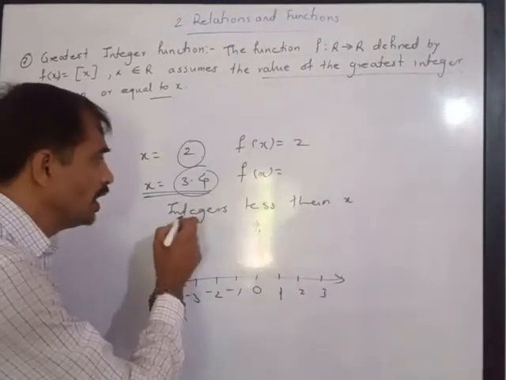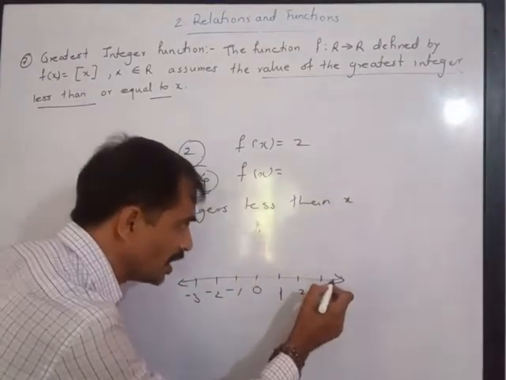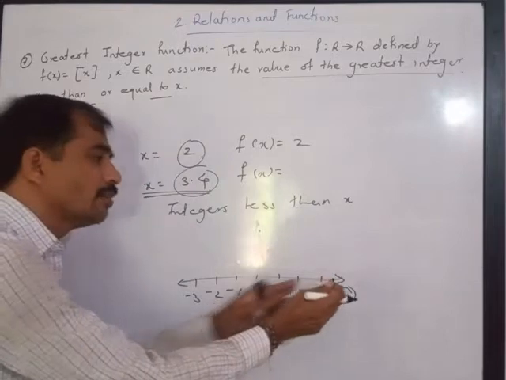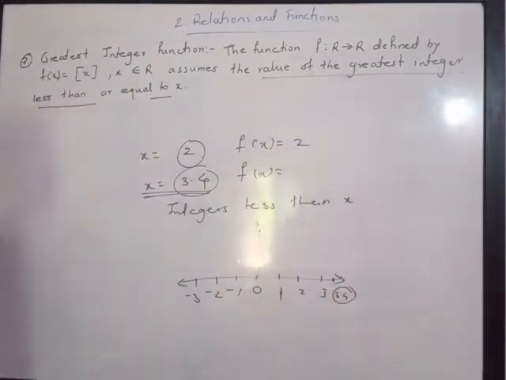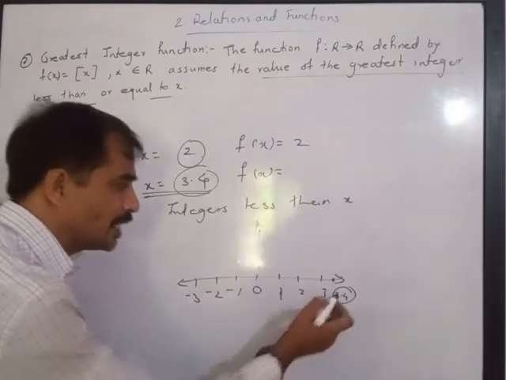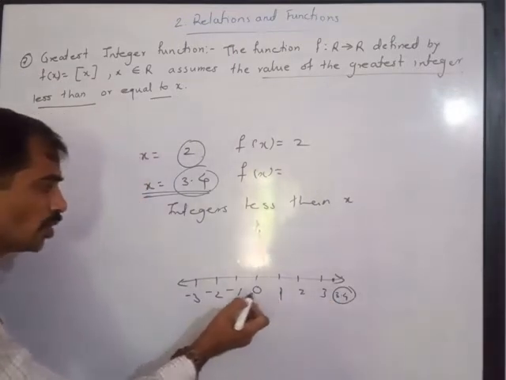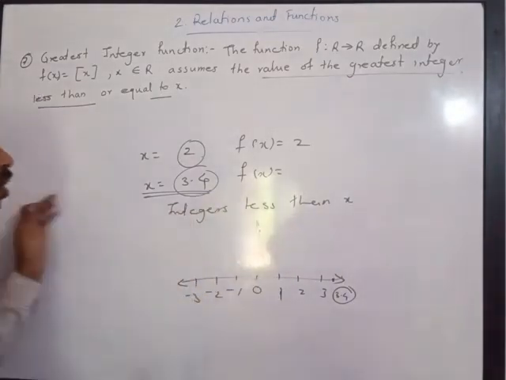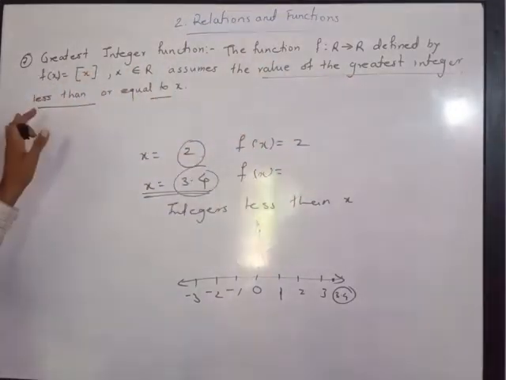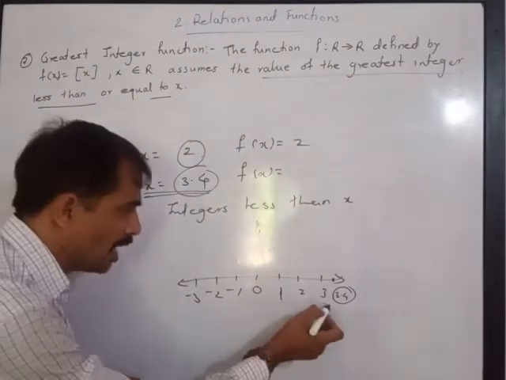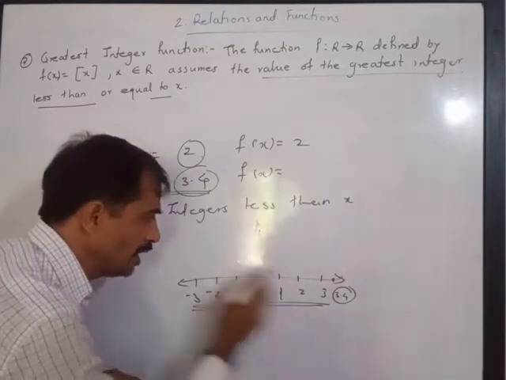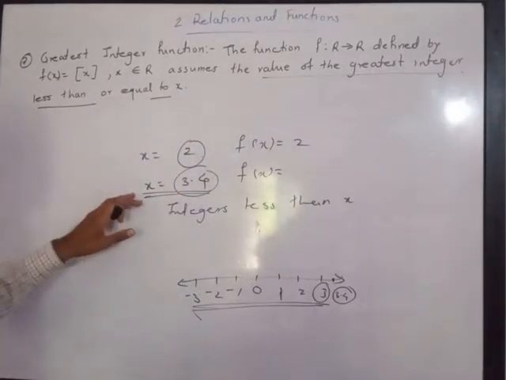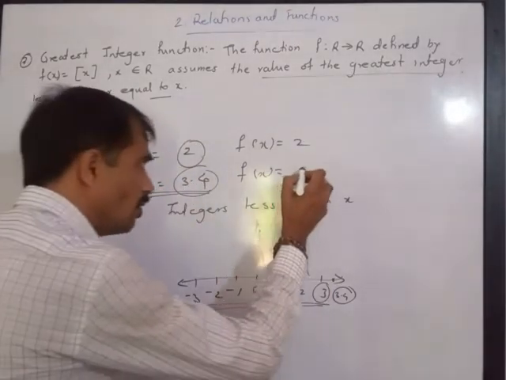Now we want integers less than x, integers less than 3.4. 3.4 is here somewhere, so less than 3.4. On the number line we have studied all the numbers which are to the left side of the number are less and to the right side are bigger numbers. So less than 3.4 are 3, 2, 1, 0, minus 1, minus 2, negative 3, negative 4 and so on. We want the greatest integer less than x. These are all integers less than x, and among them we want the greatest one. Among them the greatest one is 3. So if x is equal to 3.4, f of x will have the value 3.